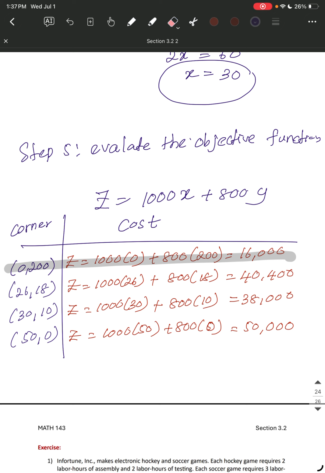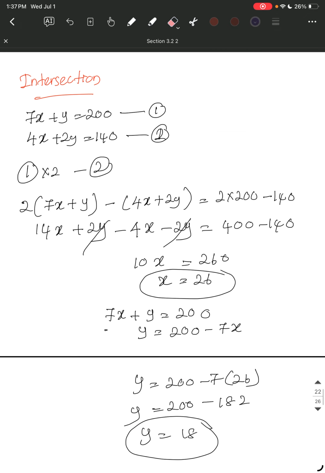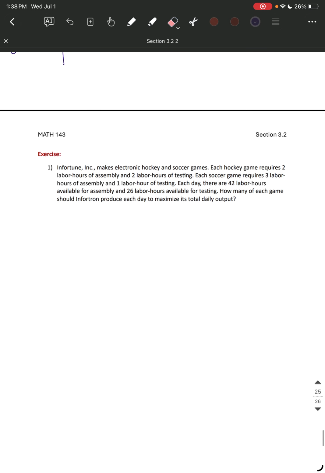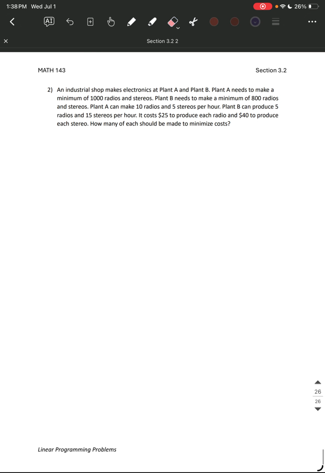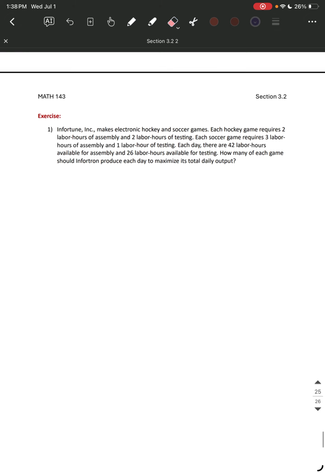0 ads in newspaper 1 and 200 ads in newspaper 2. Okay, I hope everything is clear so far. Then you can practice these 2 exercises. Here are 2 exercises. Practice it on your own to get more practice.